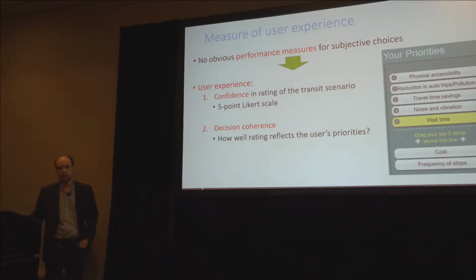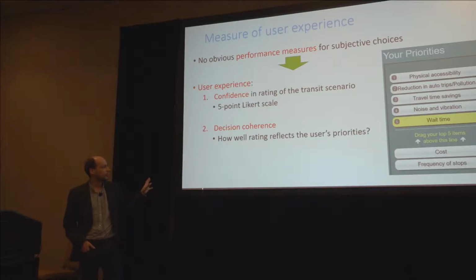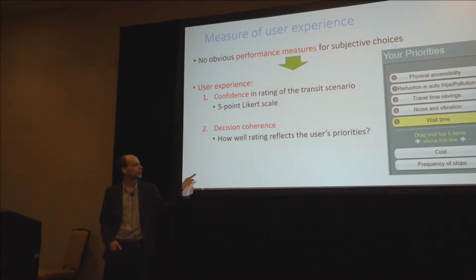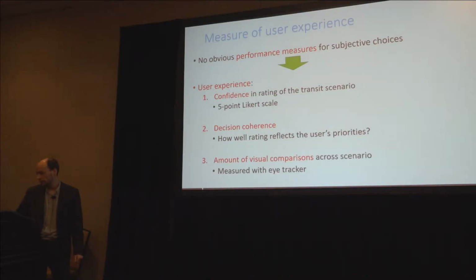The second one is decision coherence. We leverage the rankings provided by the users, as shown on the right, to understand whether the ratings they provided to the scenarios match their priorities. Here, for example, the top priority for this user is physical accessibility, so we expect this user to provide high ratings to the scenario that improves physical accessibility the most.